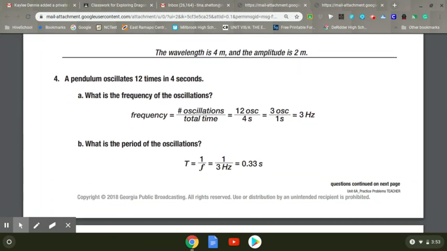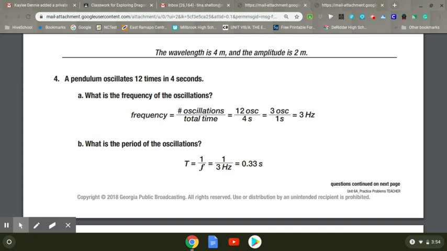Question number 4 has 2 parts. The first part says a pendulum oscillates 12 times in 4 seconds. So what is the frequency of the oscillations? Frequency equals the number of oscillations divided by the total time. So you have 12 oscillations and you have 4 seconds. 4 divides into 12 3 times. So you have 3 hertz as your final answer for the frequency of that example.